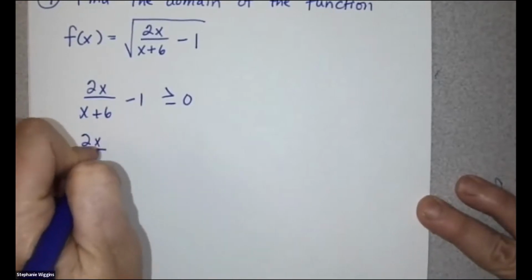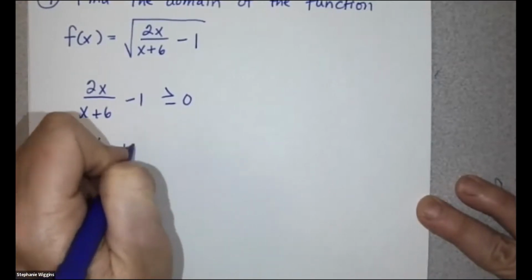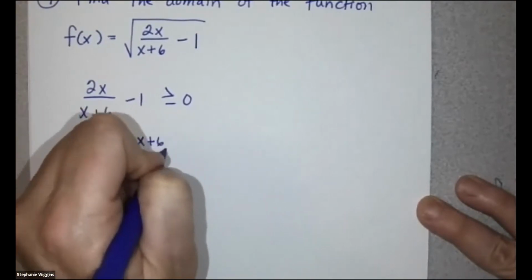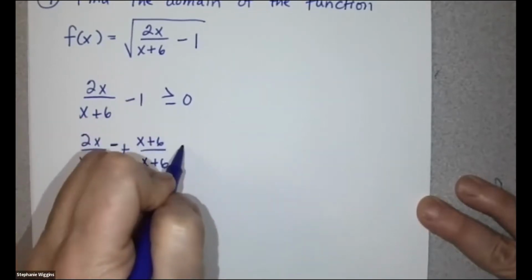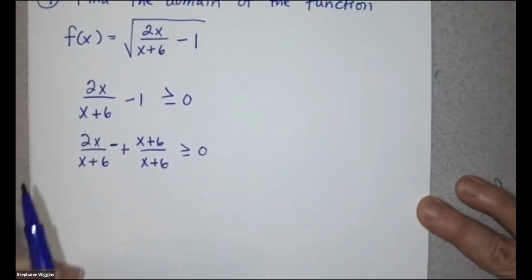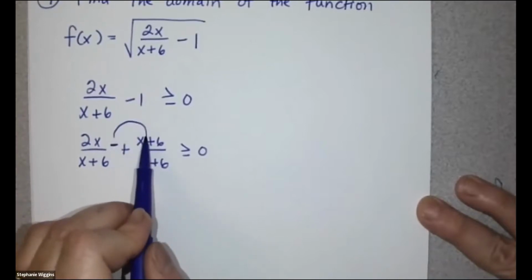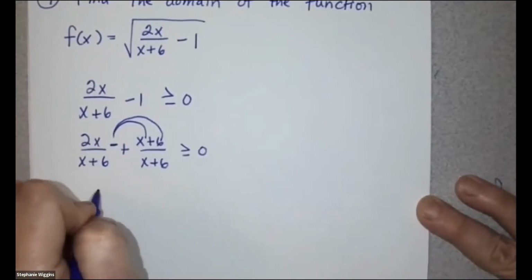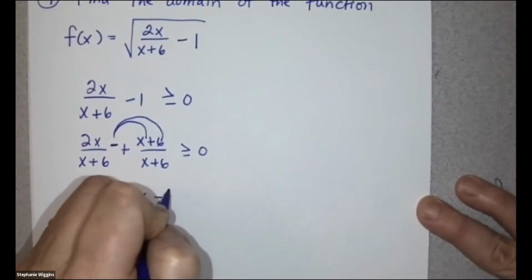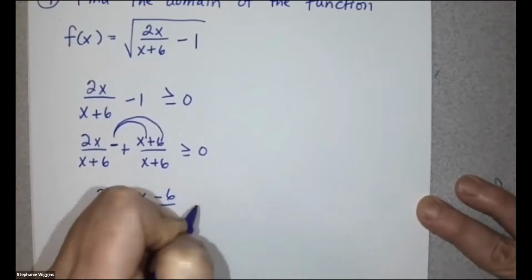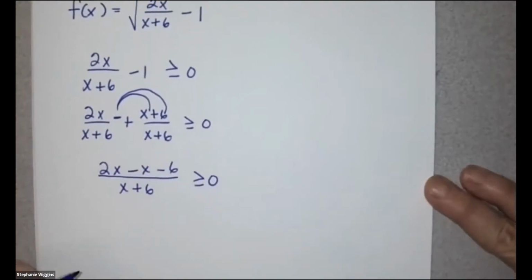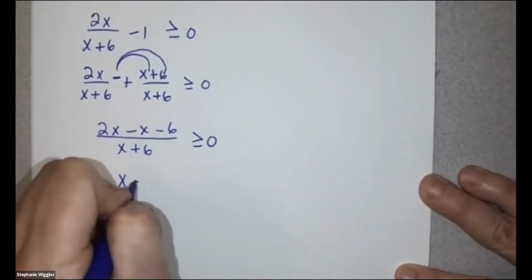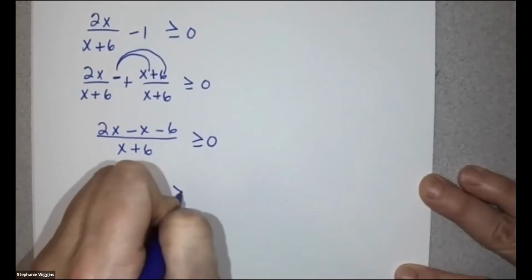And so this becomes 2x over x plus 6 minus x plus 6 over x plus 6. And I'm going to distribute that minus to the x and to the 6. So it becomes x minus 6 over x plus 6. When is that greater than or equal to 0?